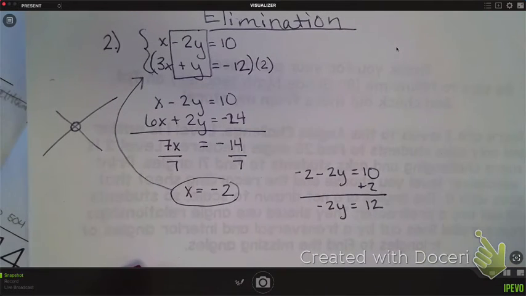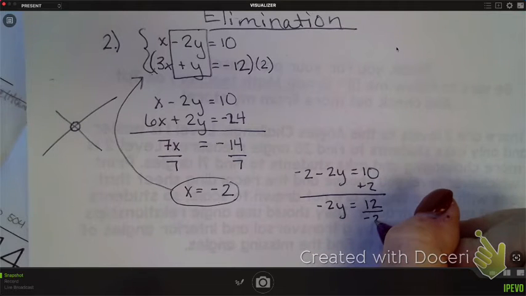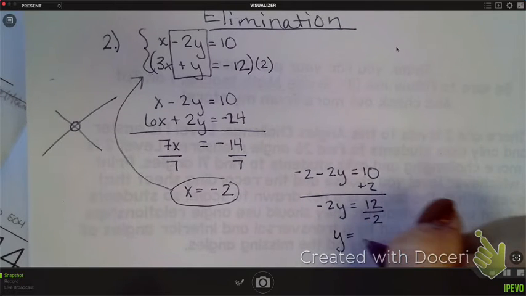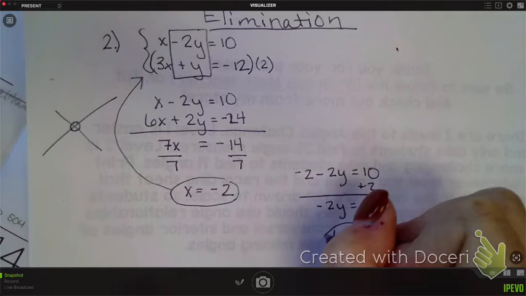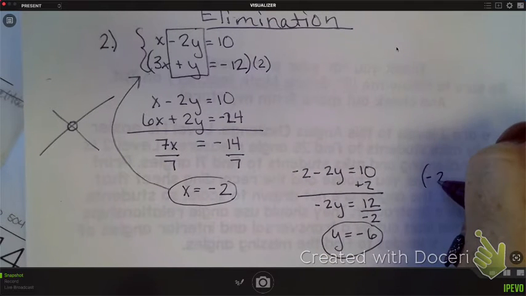Okay, and then 12. And then negative 2. Divide by negative 2, so y is negative 6. Negative 6. So how do I write my solution? Negative 2 parentheses.